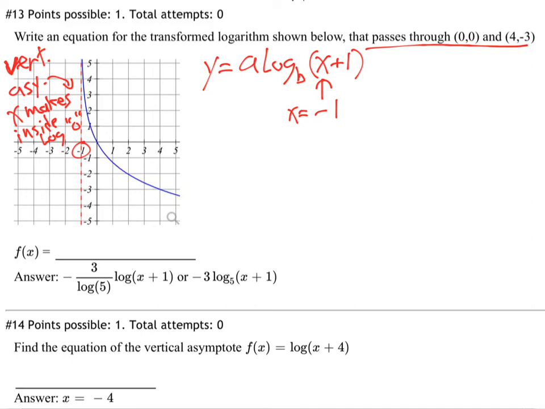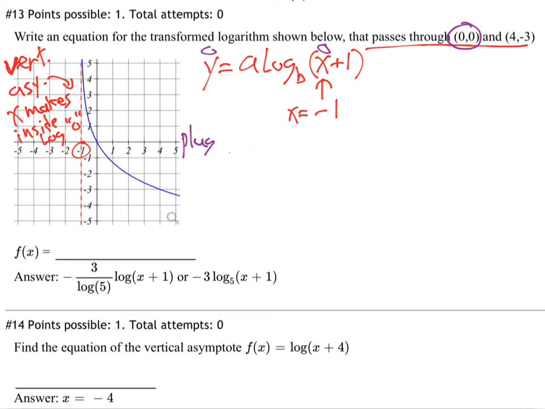So we know it's got an x plus 1 right there. Now we know it goes through the point 0, 0. So let's plug that in. 0 for x, 0 for y.